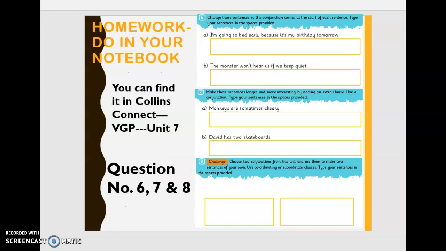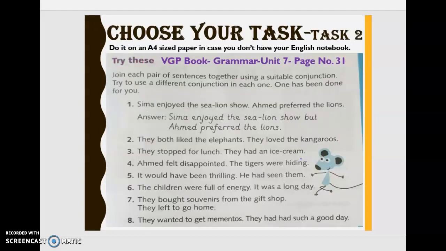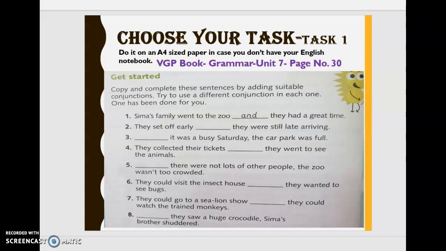It's given. Then again, I have given you homework, children. Homework you have to do in your notebook. You can find it in Collins Connect, VGP, Unit 7. You only have to do questions 6, 7, and 8. Try to do it in your notebook. All right, this is your homework. If you want to do it online, you can do that as well. And I'll be reviewing your work. Once you finish your work, please send it to me for correction. I'll give you the feedback.